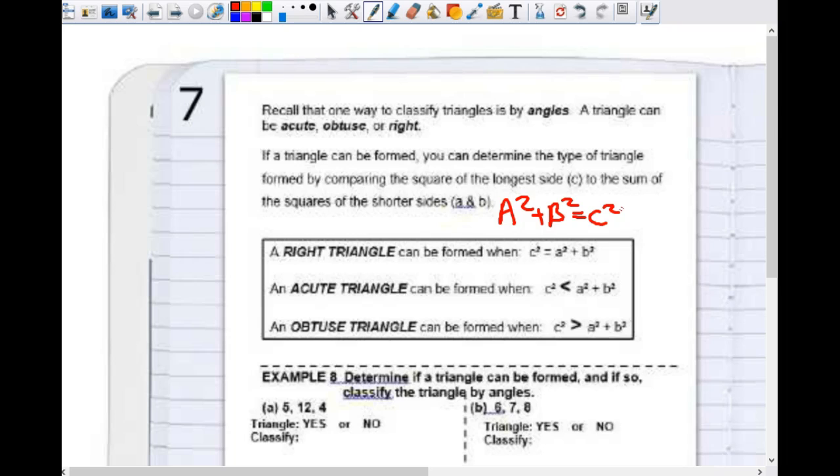We know an acute triangle is formed when c squared is less than a squared plus b squared. And we know an obtuse triangle is formed when c squared is larger than a squared plus b squared. So what are we using this for? We're using this to figure out what type of triangle we have when we're given three sides.